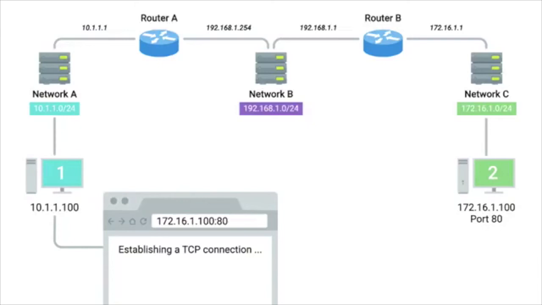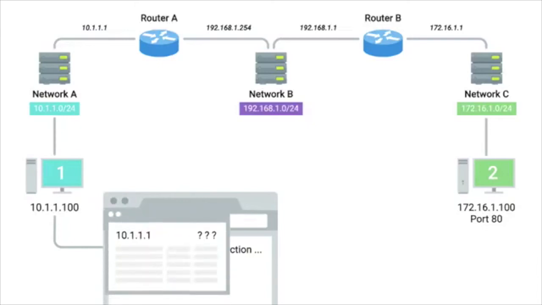Next, computer 1 looks at its ARP table to determine what MAC address of 10.1.1.1 is, but it doesn't find any corresponding entry. Uh-oh. It's okay. Computer 1 crafts an ARP request for an IP address of 10.1.1.1, which it sends to the hardware broadcast address of all Fs. This ARP discovery request is sent to every node on the local network.